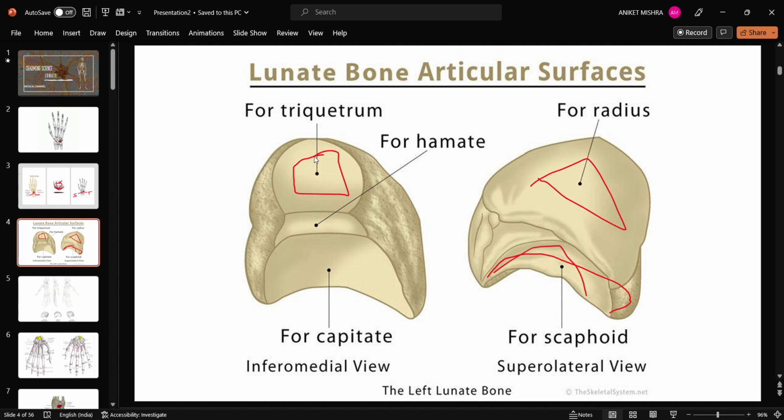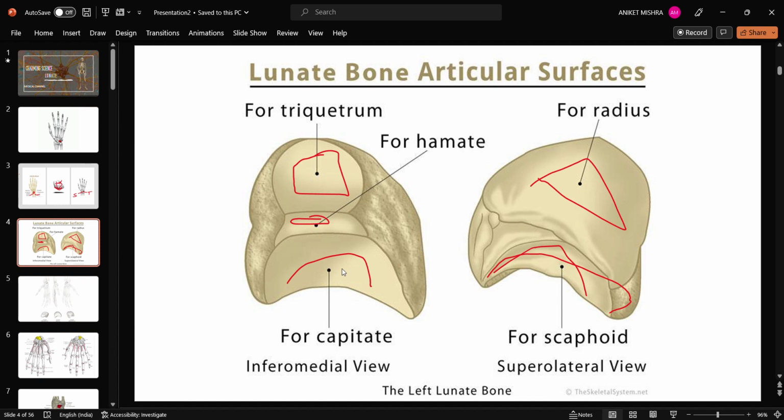The hamate lies distalomedially, only in type 2 lunate facet. The distal surface of the bone is deep and concave and provides attachment with the capitate and the hamate bone. The palmar surface is rough, and the dorsal surface is broad and rounded.